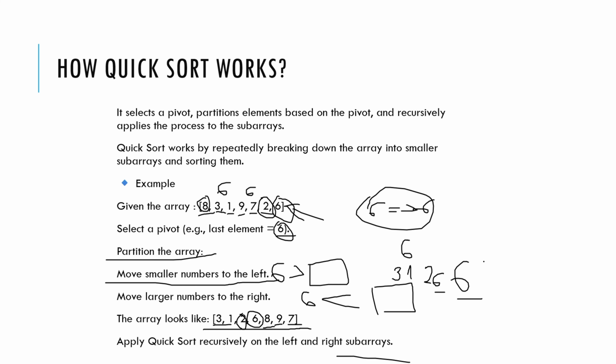Is this sorted? Yes, because when we apply the quick sort recursively, we have 1, 2, 3, 6, 6. They are equal, so we have them in random positions. So 6, 6, 6. They are bigger than 3, but lower than, for example, in this case, 7.